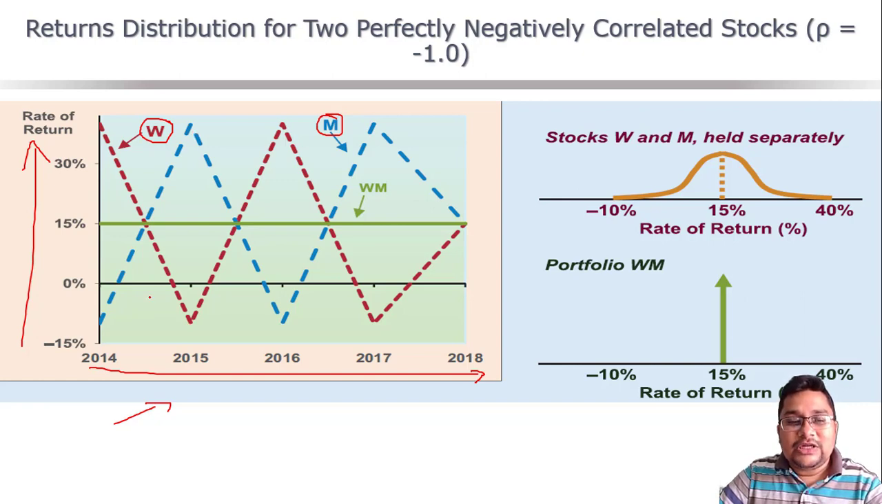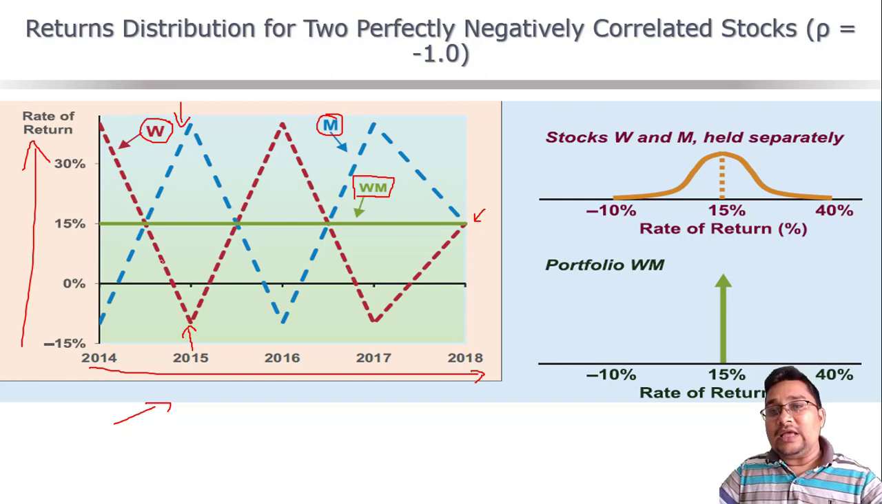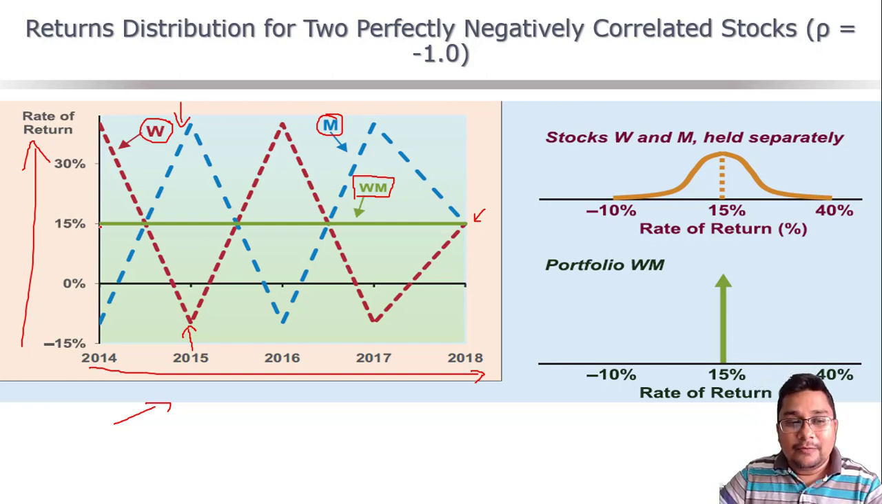So ultimately, if you invest in both of these two, that means if you invest in portfolio WM, where you have invested 50% in W and 50% in M, what will happen? The loss of W in 2015, for example, will be covered by the profit of M. As a result, the portfolio return will be the green line. You can see this is the line. There is no variability at all. So you have no risk in this portfolio. The return is not as high as 30%. The loss is not as low as minus 12%, but you have moderate return with no variability at all.